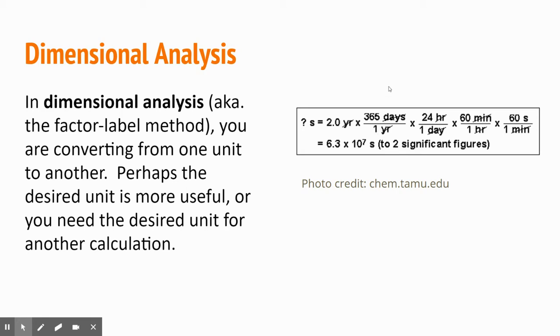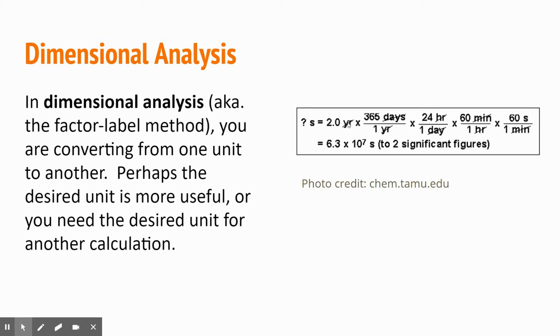So in our case, 365 days in 1 year, 24 hours in 1 day, 60 minutes in 1 hour, and 60 seconds in 1 minute. The purpose of this method is to cancel my units, which means I'm dividing so that I can cancel units and be left with the desired unit that I want. So in this case, the years cancel, I'm left with days. The days cancel, I'm left with hours. Hours cancel, I'm left with minutes. Minutes cancel, I'm left with seconds.